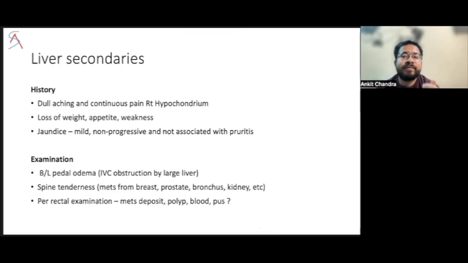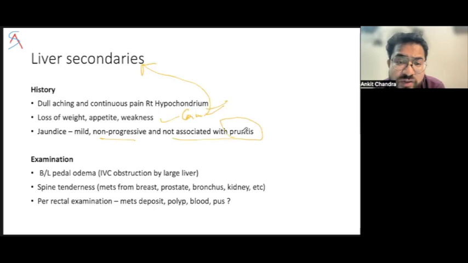Coming to the important part, which is liver secondaries. The patient will have a history of dull aching, continuous pain at the right hypochondrium. There will be loss of weight, appetite and weakness, because they will have features of cancer that has metastasized to the liver. They will have jaundice, non-progressive and not associated with pruritus. If it is associated with pruritus, I already told you, think of obstructive jaundice. So they will not have that.